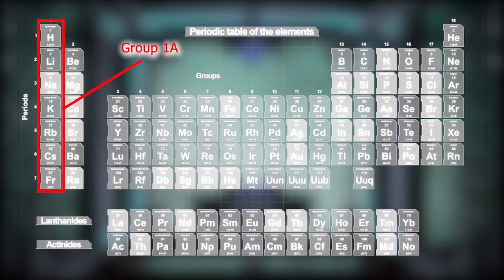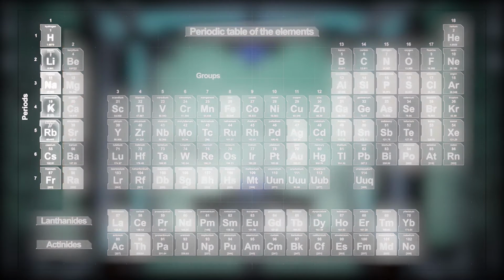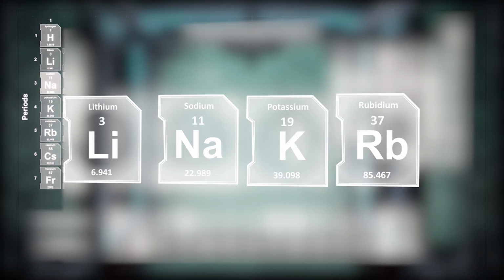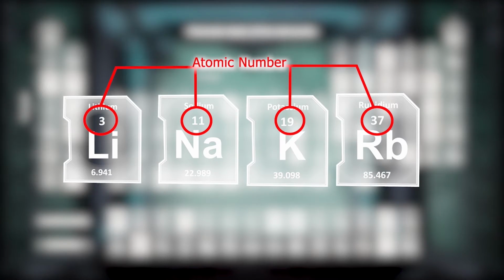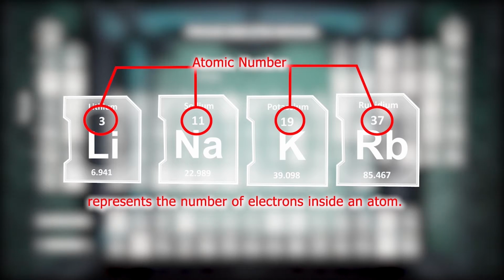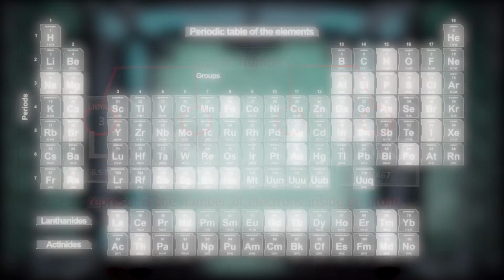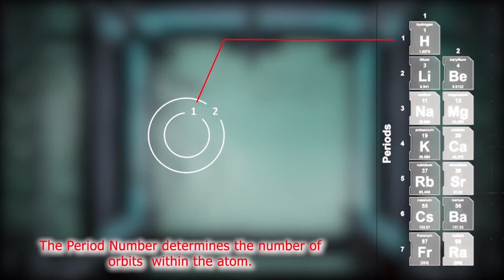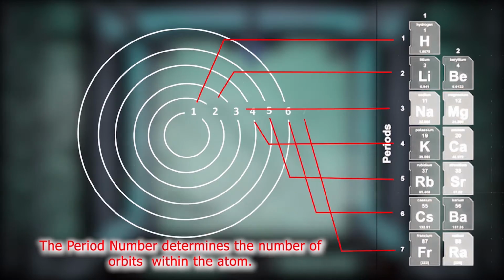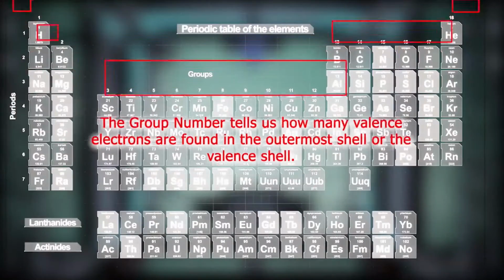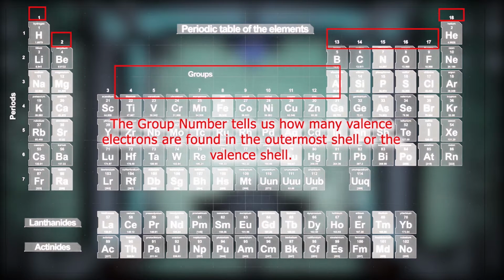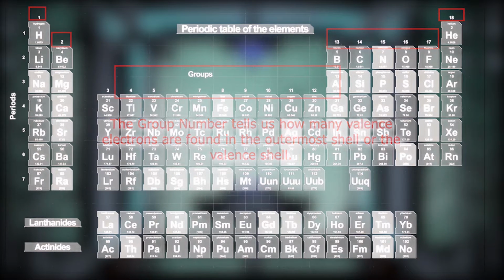Let us use the elements under Group 1A to further understand Bohr's atomic model. That's lithium, sodium, potassium, and rubidium. The atomic number of an element represents the number of the electrons inside an atom. The period number determines the number of the orbits within the atom. The group number tells us how many valence electrons are found in the outermost shell or the valence shell.